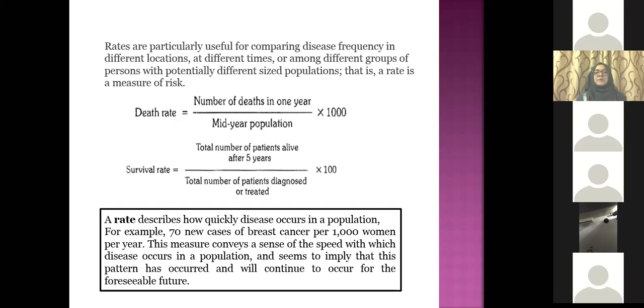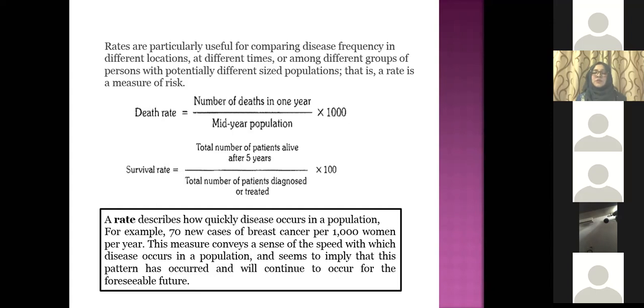For examples of rate, we can calculate the death rate. How do we calculate the death rate? Number of deaths in 1 year divided by the mid-year population, multiplied by 1,000. Then for survival rate, we have the total number of patients alive after 5 years, divided by the total number of patients diagnosed or treated. So that is basically the formulas for rate.